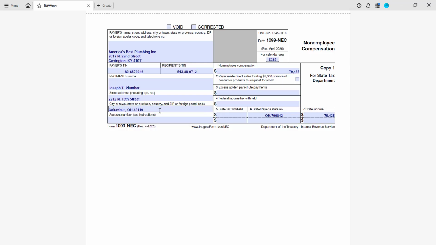All right? So moving along, the account number is not necessary. Some businesses that deal with a lot of contractors assign different account numbers to those contractors. Okay. This could apply also if you have contractors that have the same name.